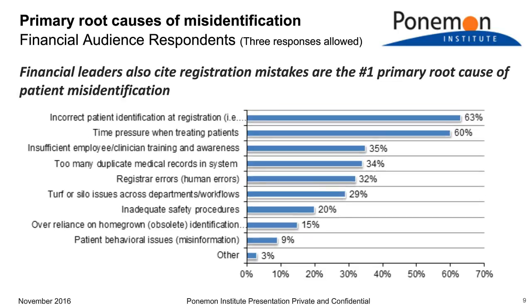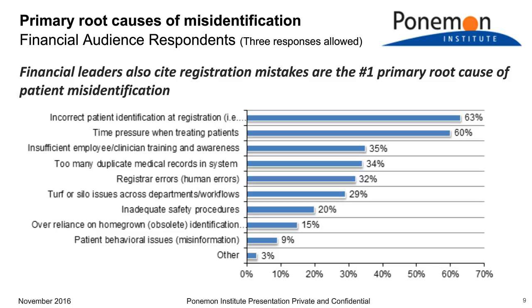The next slide looks very similar to the slide we just presented, but it's different because these are the folks on the finance side, the CFO organization, accounting, budgeting, treasury, and so forth, in the healthcare organizations that participated. We also find that financial leaders cite registration mistakes as the number one primary root cause, based on their view of the organizations they serve. And again, what's the top list? Incorrect patient identification at registration. Time pressure in treating patients is now number two. Insufficient employee/clinician training and awareness. Too many duplicates. Registration error or human error. Turf or silo issues across departments and workflows, which is an interesting one, by the way. Inadequate safety procedures, over-reliance on homegrown, obsolete tools, and patient behavioral issues. What this tells me is there's clearly a nice alignment between these two groups. Whether you're a clinician or in the administrative arm of the healthcare organization, you're basically seeing the same problems.